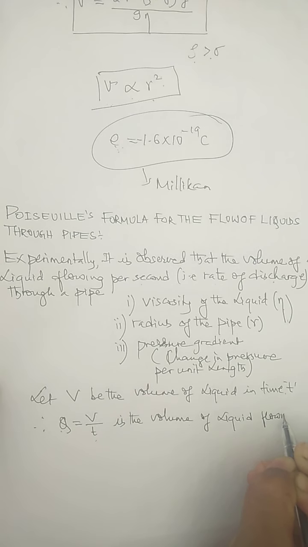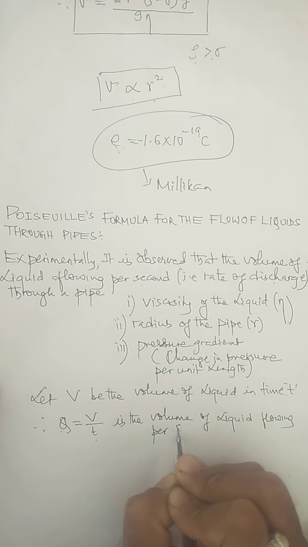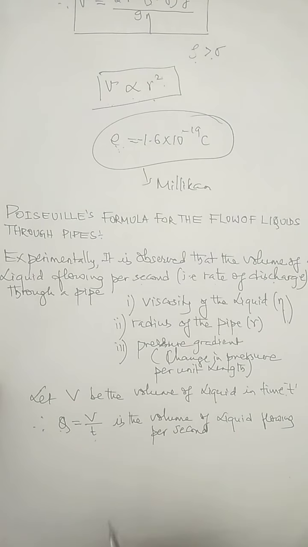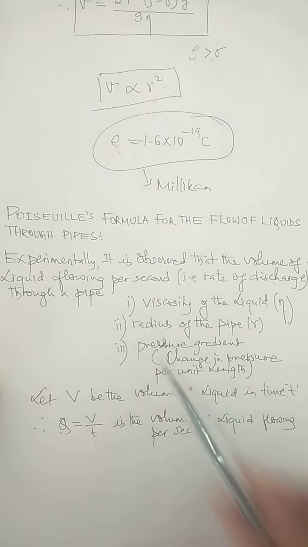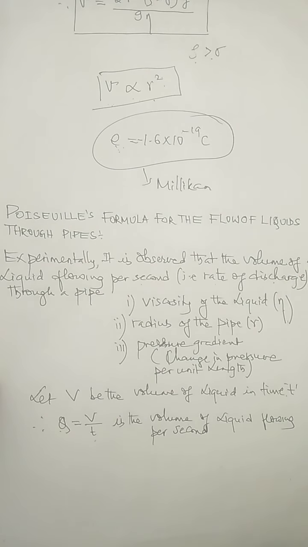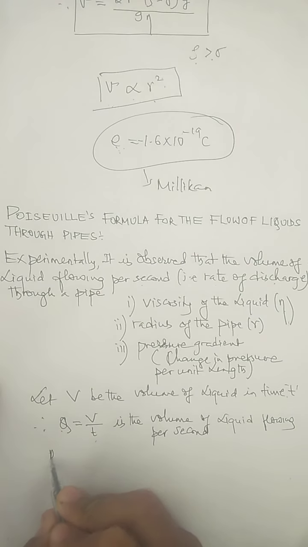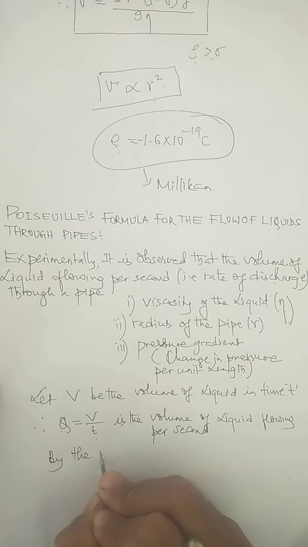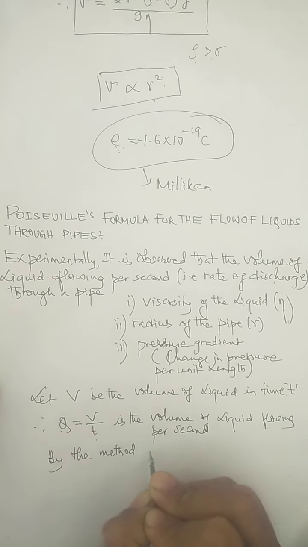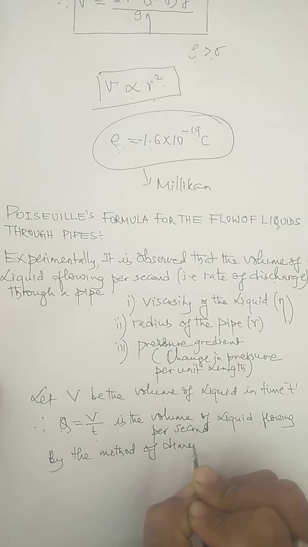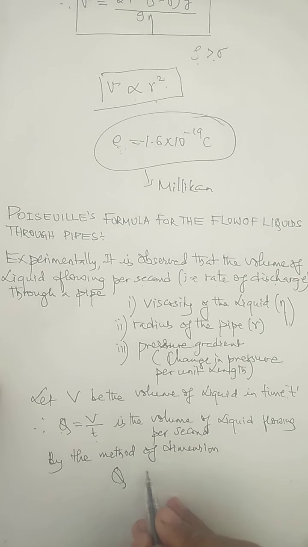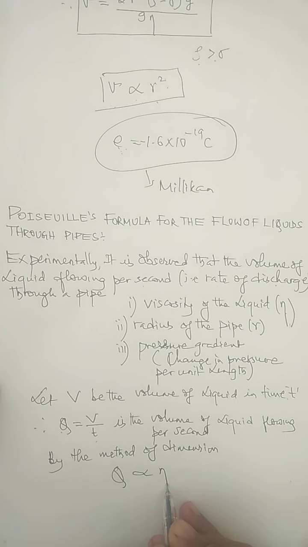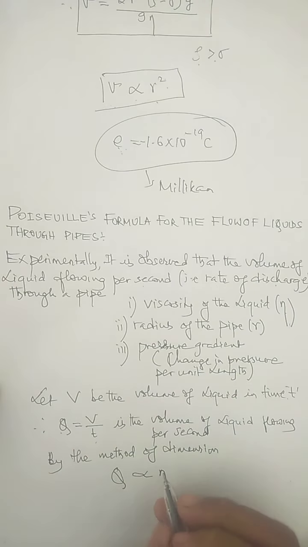The rate of volume of liquid means the volume of liquid flowing per second, which is given by V by t, and that is equal to Q. So as I said, the volume of liquid flowing per second depends upon these three factors. But to derive the expression, we follow the method of dimension. It can be written as Q is directly proportional to eta, the coefficient of viscosity of the liquid, with the power a.